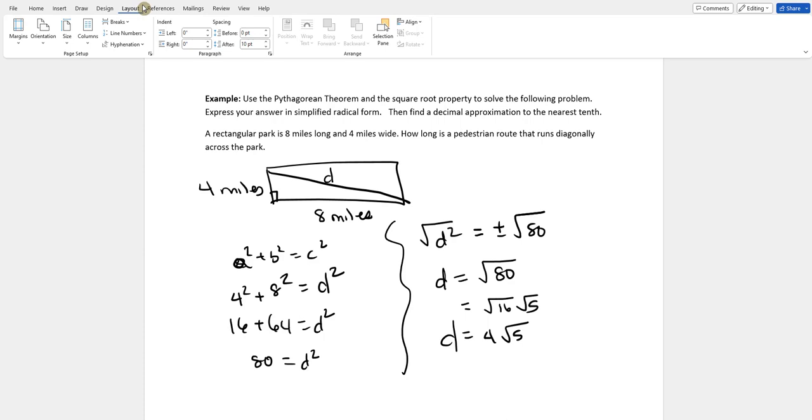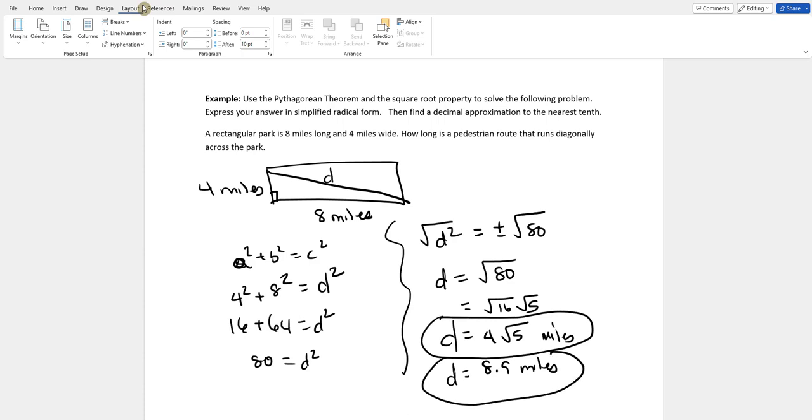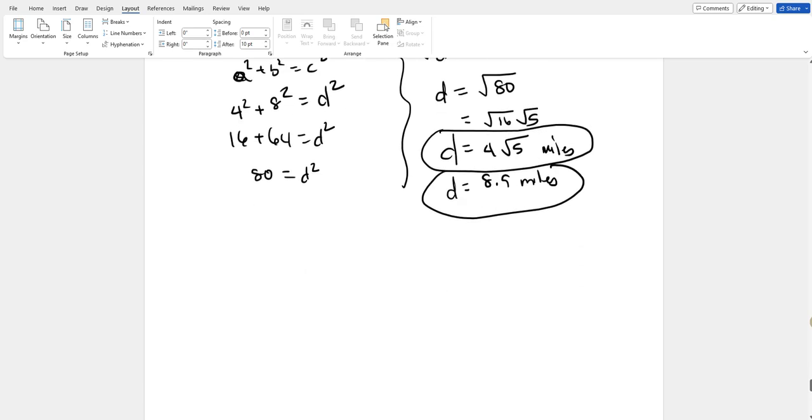When we actually calculate this out, when you actually take the square root of 80, you should get 8.9. So these are your two answers. This is the simplified radical, and this is the decimal approximation. So you've got to take the square root in your calculator.